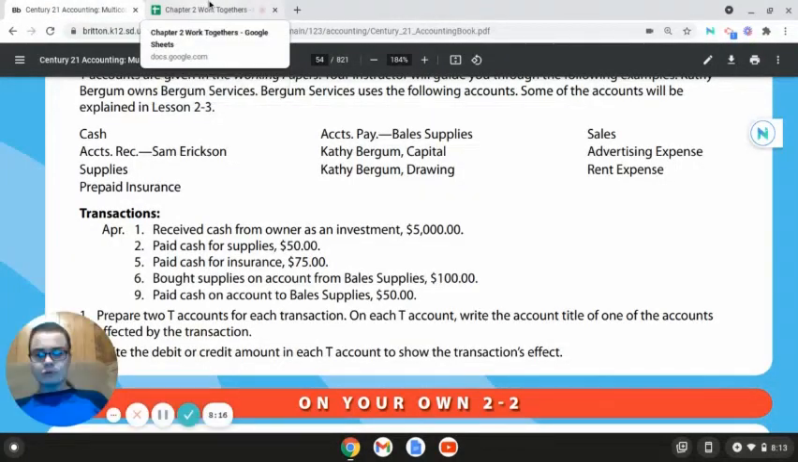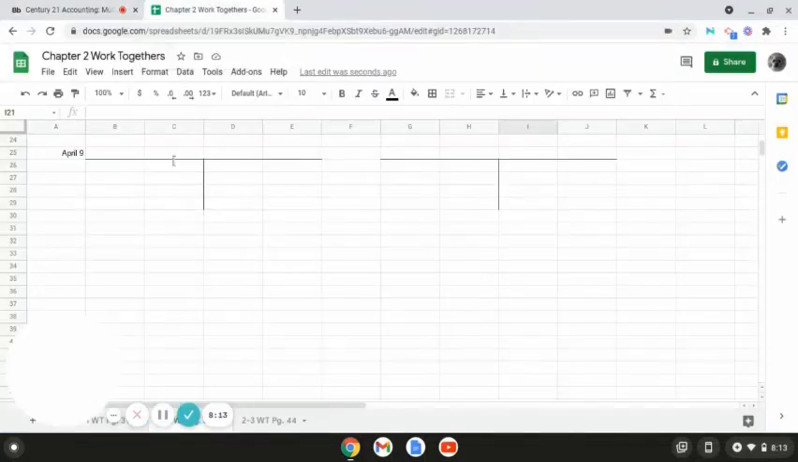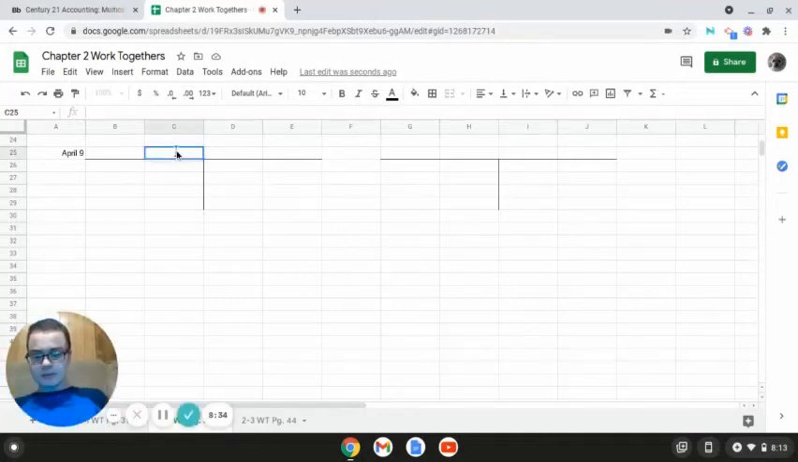And finally, the last transaction, which is transaction number five, reads, on April 9th, paid cash on account to Bail Supplies, $50. Okay, so again, the first thing that we have to do is figure out what accounts are being affected here. So when we pay cash on account to Bail Supplies, the two accounts that are being affected here are cash and also accounts payable, Bail's Supplies.